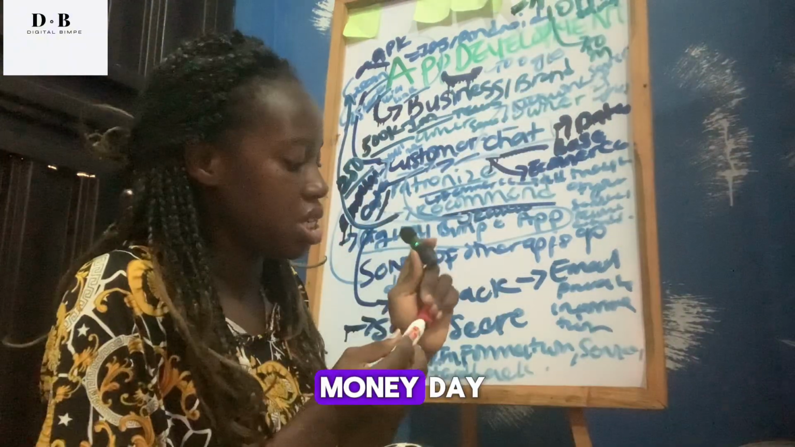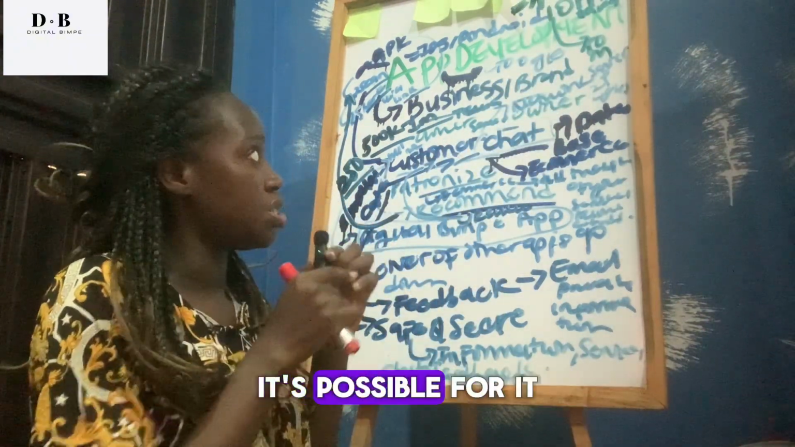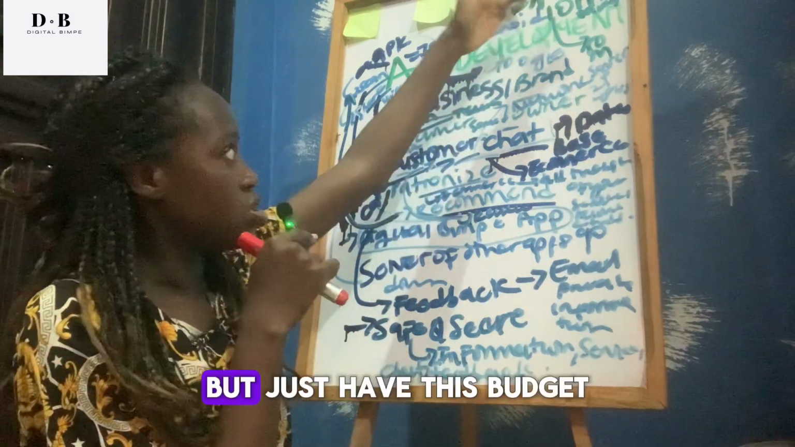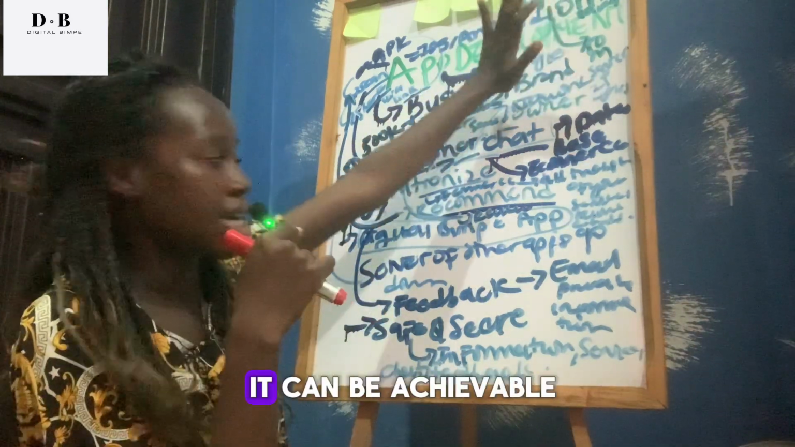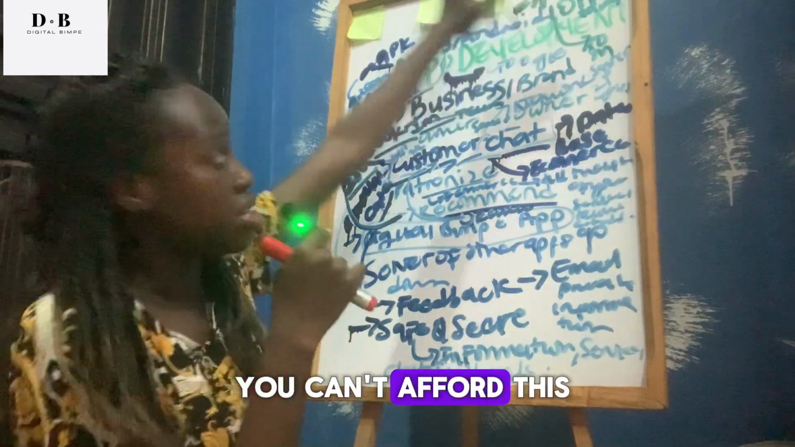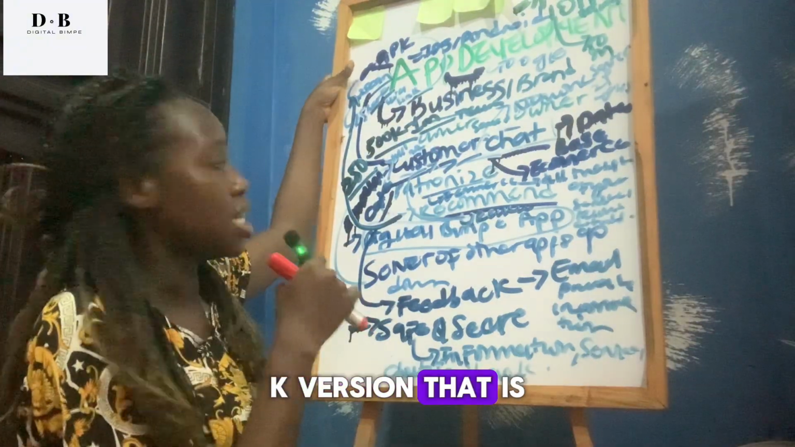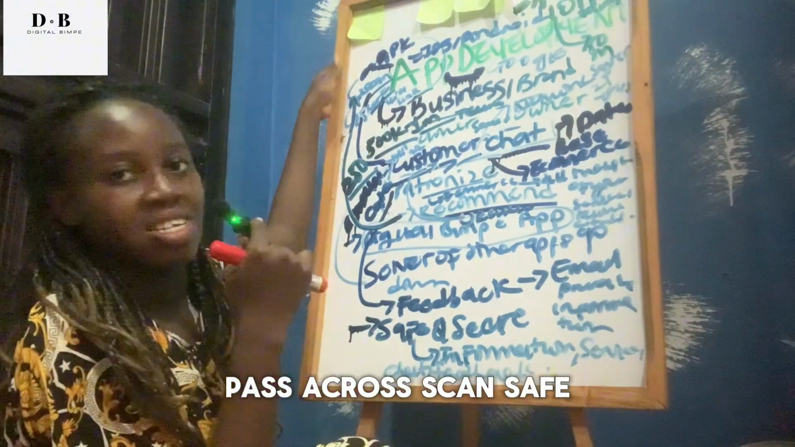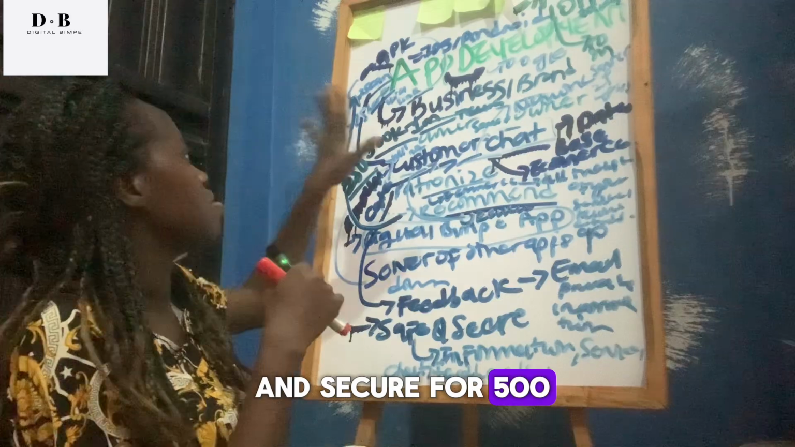This one, it's serious money. So if you can afford that, it's possible for it to be done. But just have this budget, 10M to 50M, it can be achievable. But if you can't afford this, go for the APK version. That is easy to be shared, passed across, scanned, safe and secure for 500k to 1M.